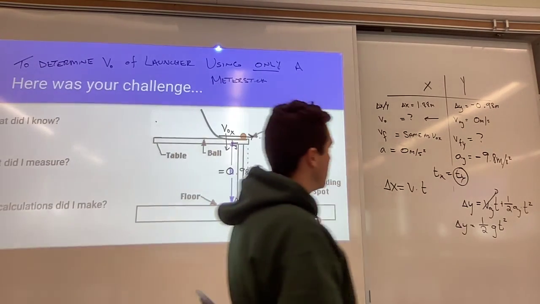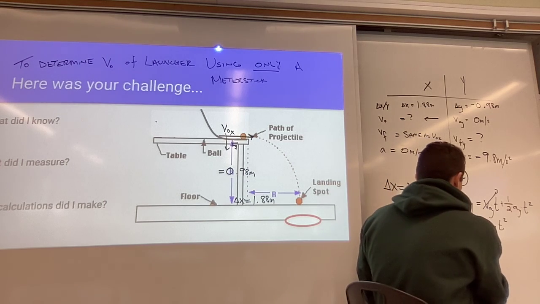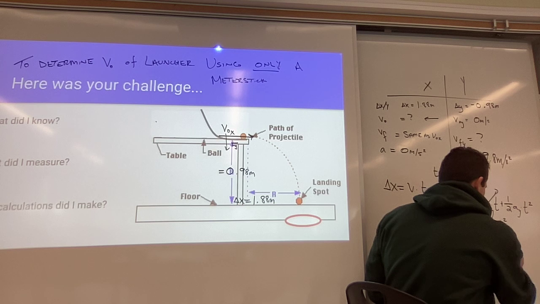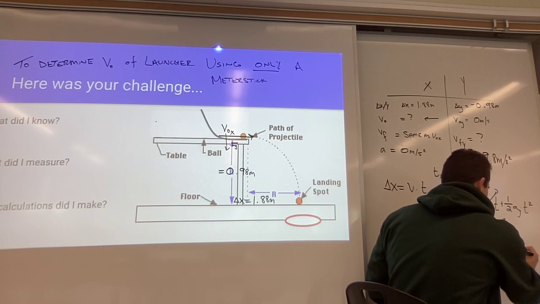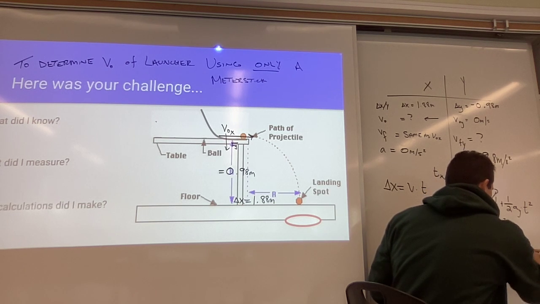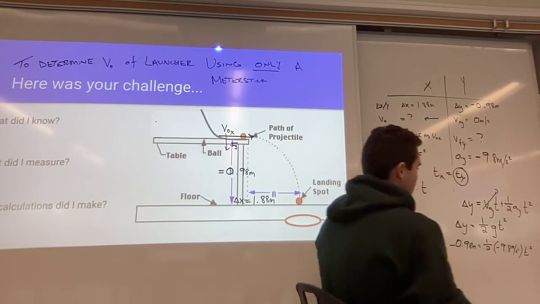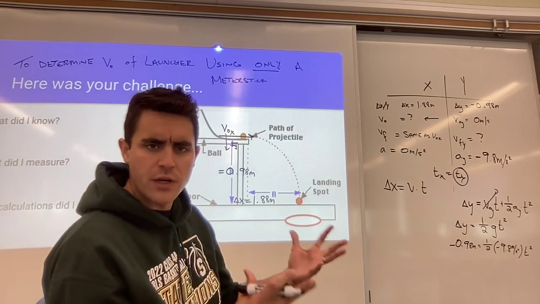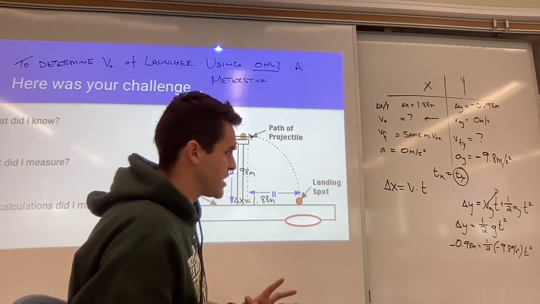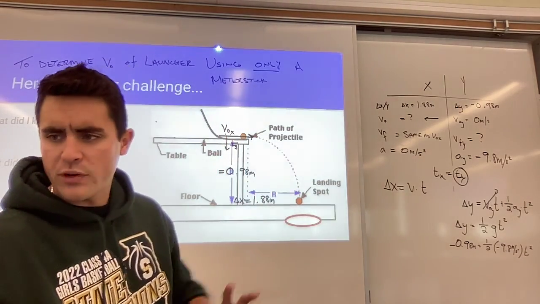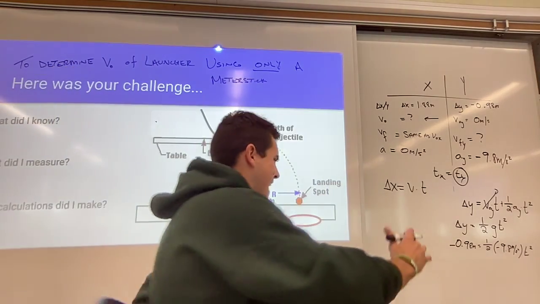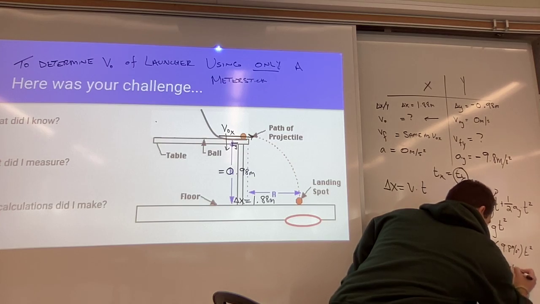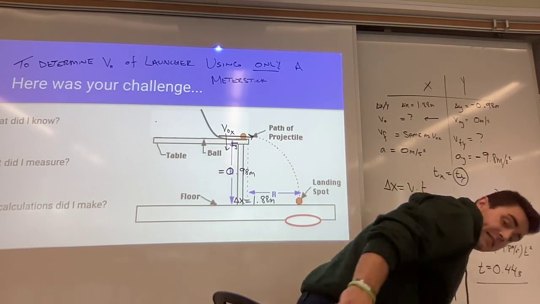Let's start plugging some numbers in. My change in y was negative 0.98 meters. 1/2 is a constant. Acceleration due to gravity is negative 9.8 meters per second squared. I'm trying to find time. I'll let you do the algebra here, but I can multiply both sides by 2, divide both sides by negative 9.8. What I end up with for my time is 0.44 seconds.